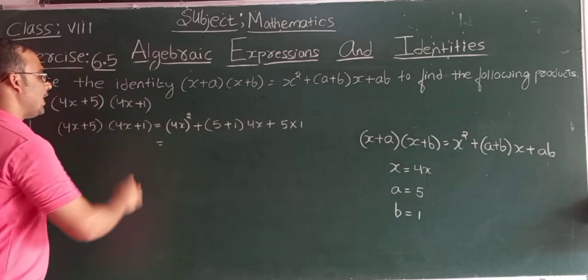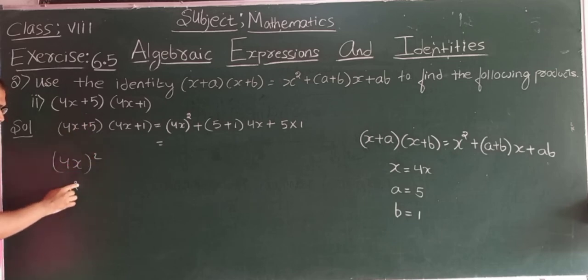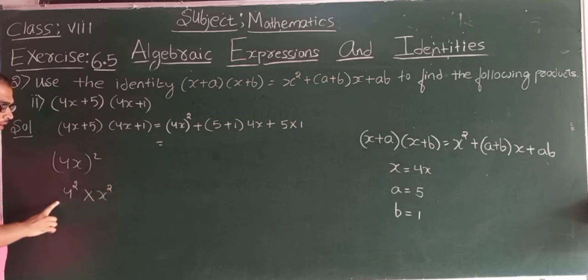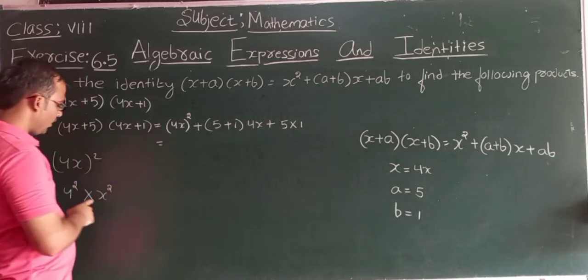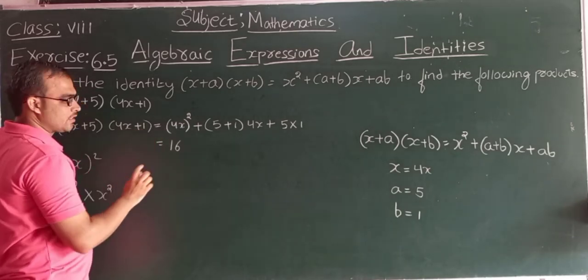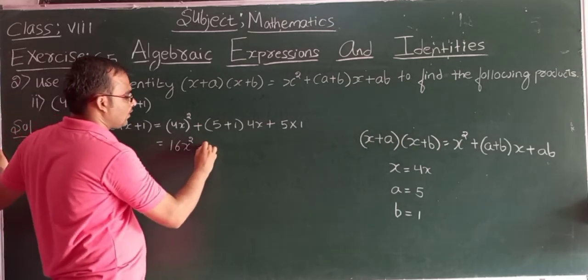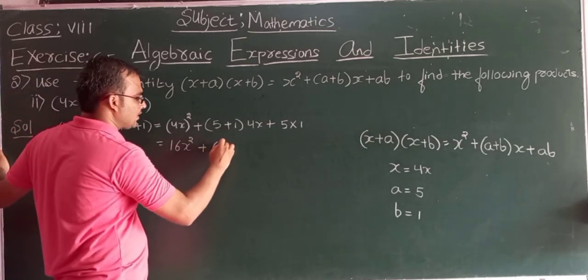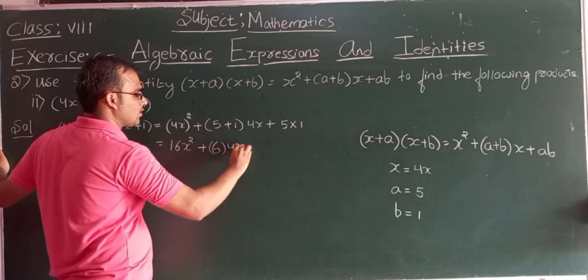Now, as I told you students, if it is whole square, it means you need to square 4 and you need to square x. So don't confuse: if it is whole square, you need to square this number as well as the variable. Now look here: 4 4s are 16, and here x square. Plus, 5 plus 1 will be 6, and here 4x.